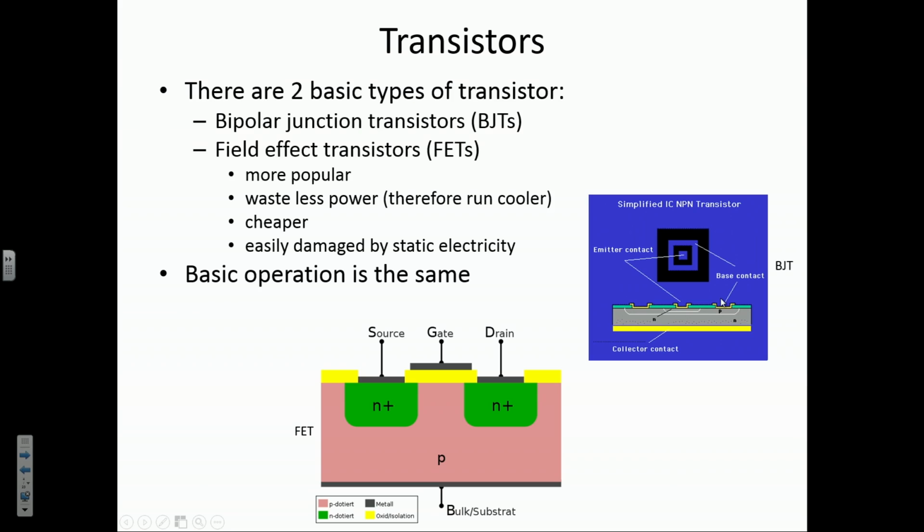So as I mentioned, there's one type of transistor called an FET. There's also one called a BJT. BJT stands for bipolar junction transistor, FET for field effect transistor. FETs are more popular because they don't consume as much power and run cooler. They're cheaper, and the main negative with them is that they're easily damaged by static electricity.